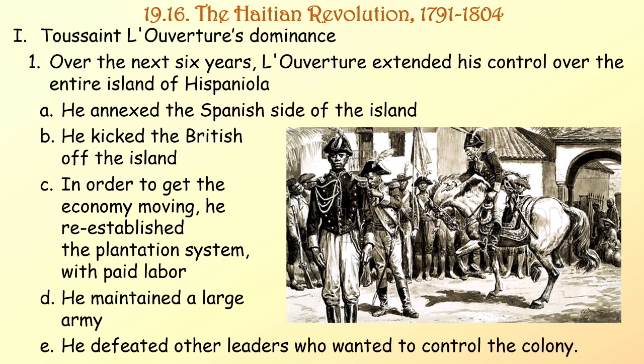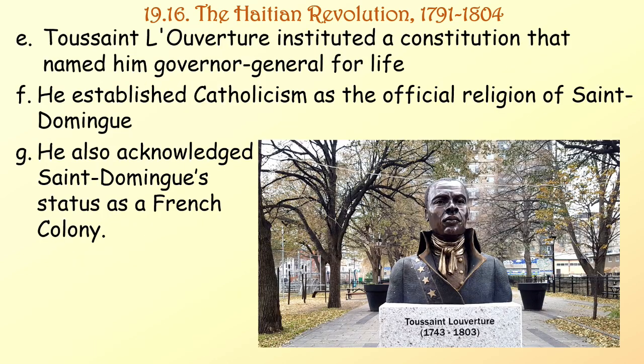Toussaint L'Ouverture's dominance. Over the next 6 years, L'Ouverture extended his control over the entire island of Hispaniola. He annexed the Spanish side of the island. He kicked the British off the island. In order to get the economy moving, he reestablished the plantation system, but with paid labor, and he maintained a large army. He defeated other leaders who wanted to control the colony.